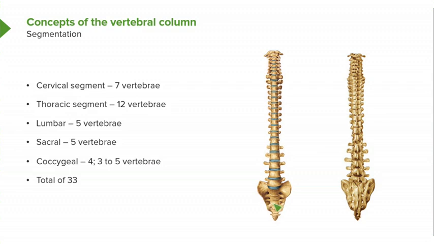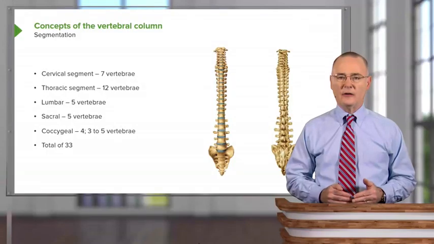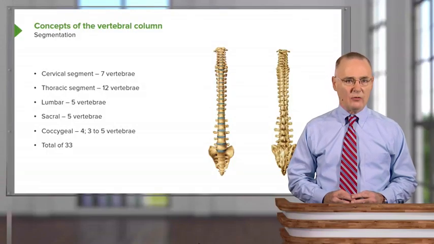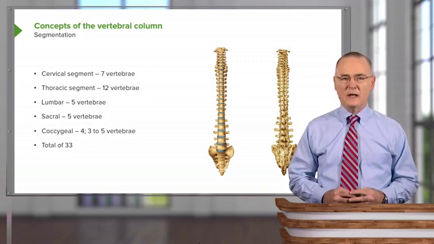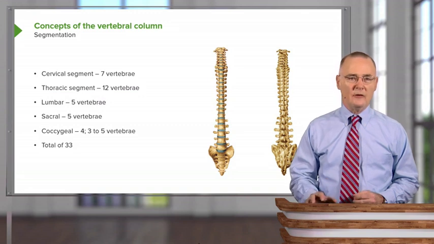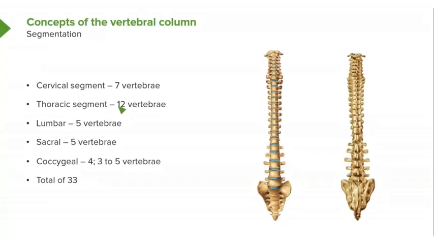The next segment is the sacrum, and in the adult form, the sacrum is formed by a fusion of 5 vertebrae. And then lastly, we have the coccyx. Coccygeal vertebrae typically will number 4. However, there is some anatomic variability. You may have 3 coccygeal vertebrae, or you may have as many as 5. But we're going to stick to the number 4. And so if we add 7, 12, 5, 5, and 4, we have 33 vertebrae within the vertebral column.